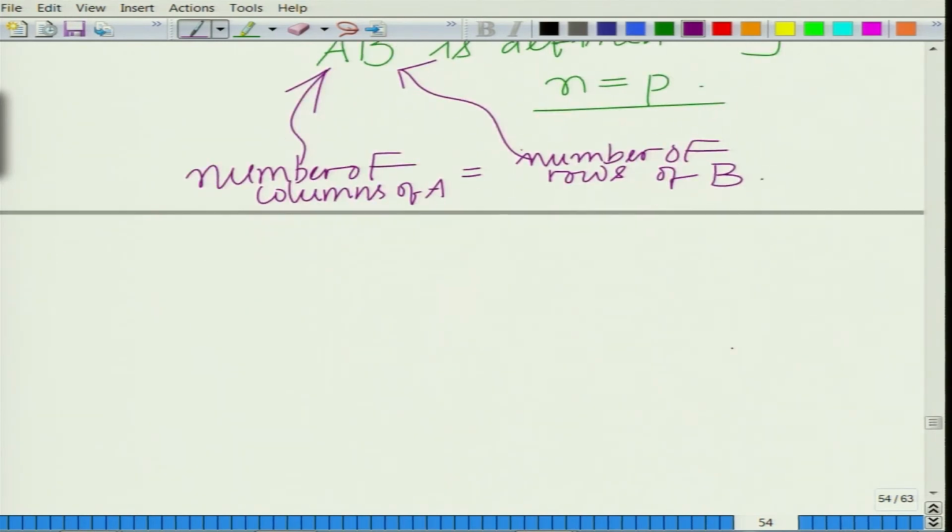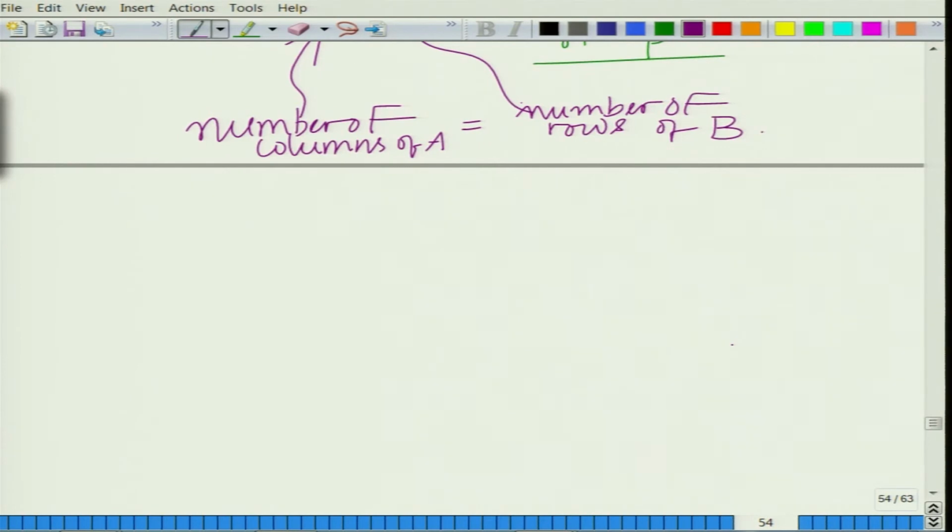The number of columns of A should be equal to the number of rows of B, and we have A and B. So now we have A and B. A is, as we said, M cross N, and B is N cross Q. So the number of columns of A is equal to the number of rows of B, which is N.